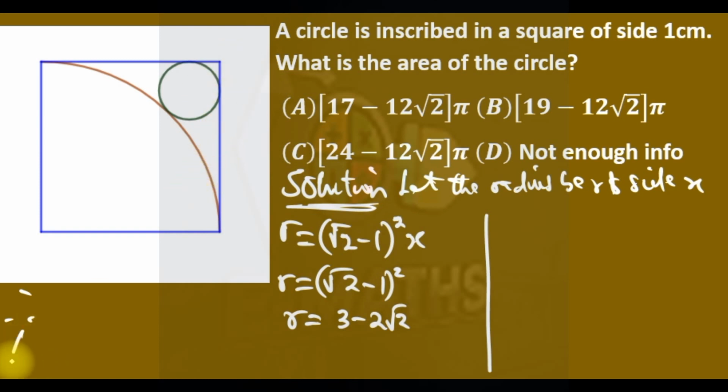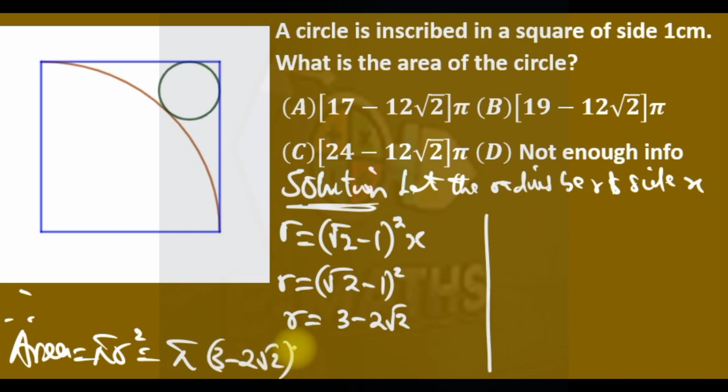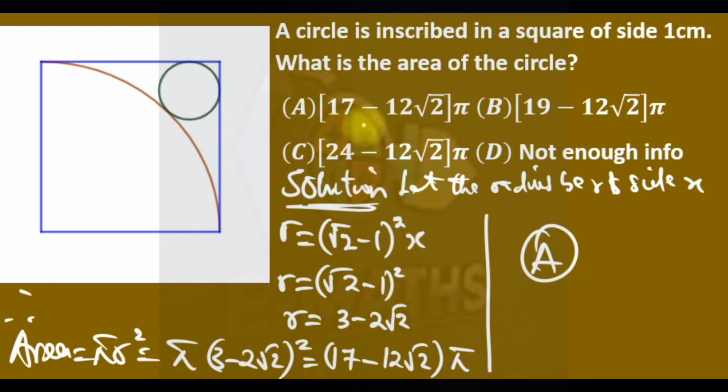So to calculate the area, it is pi r squared, which is pi times (3 minus 2 root 2) all squared, which is 9 plus 8, 17, minus 2 times 4, 12 root 2, times pi. So that's our answer. Our answer is option A. Let me now prove how I got this relationship.